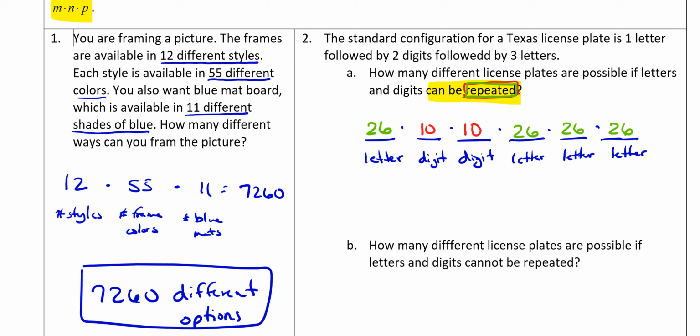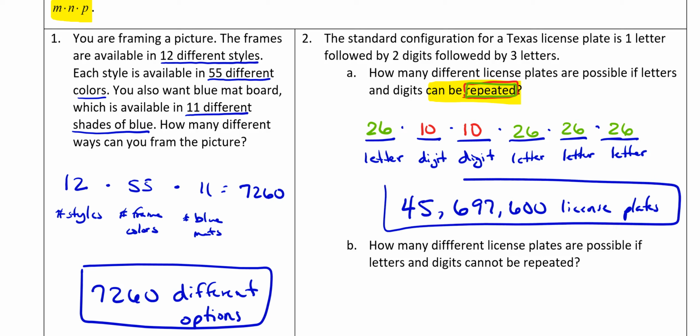So when you multiply these 6 numbers, I believe you should get 45,697,600 license plates. So that's quite a lot. Okay, so that allows for all the different possibilities.